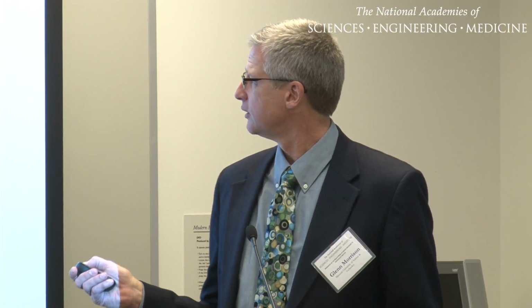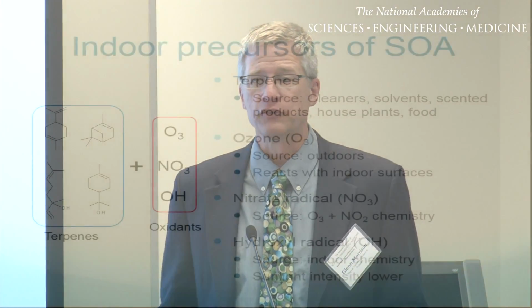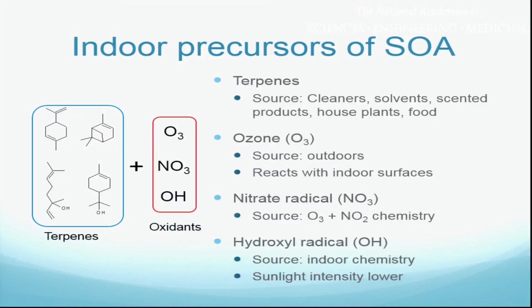The precursors themselves are strongly influenced by the indoor environment. One of the most important sources of terpenes is us and the things we do: cleaning, solvents, scented products, food. All of these things release a great load of terpenes into our indoor environment. And so the concentrations are much higher indoors than outdoors. And not only that, the composition is very different because of the products that we use indoors.